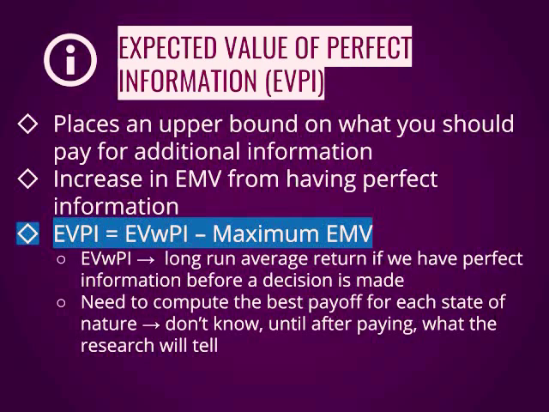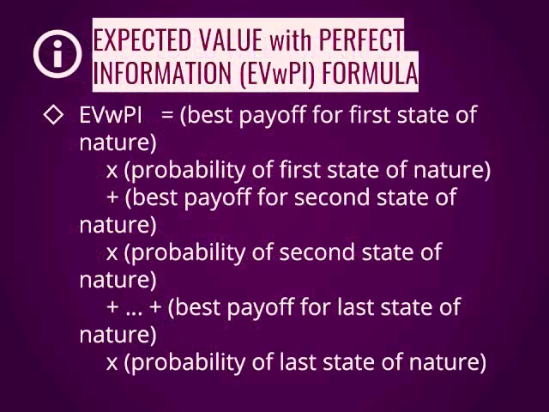The EVPI is the long-run average if we have perfect information before a decision is made. There is a need to compute the best payoff for each state of nature because we don't know until after paying what the research would tell. So here we have the formula for EVWPI. We multiply the best payoff for each state of nature with the corresponding probability. Here we have an example.